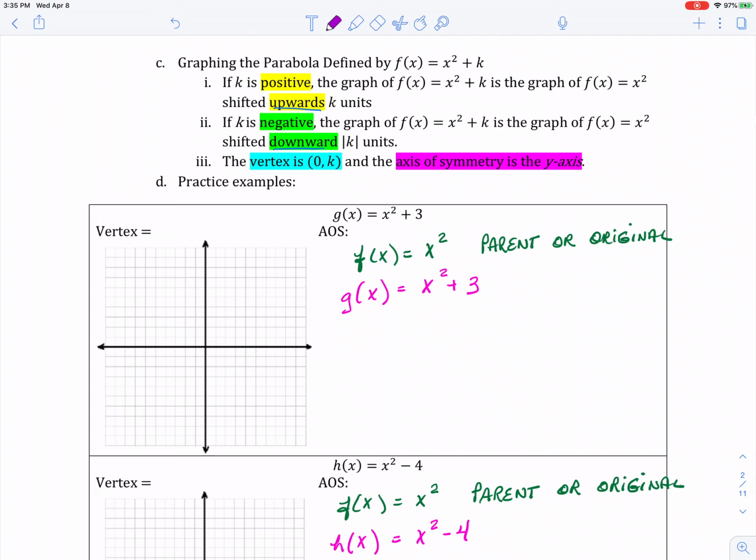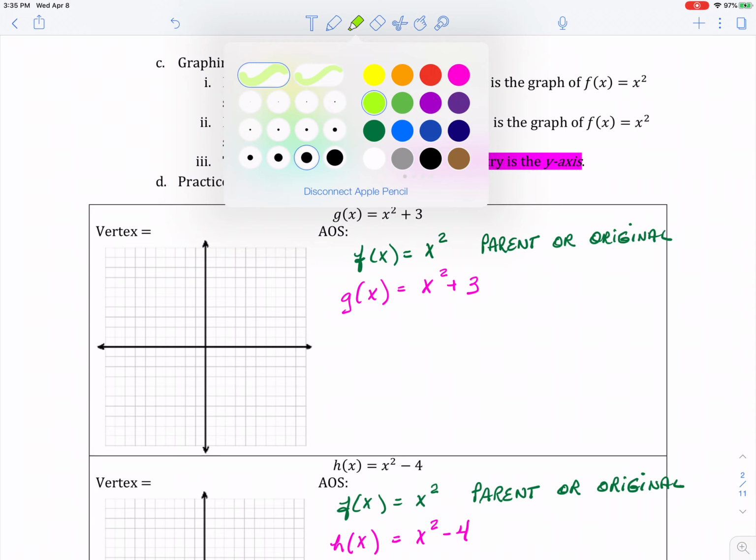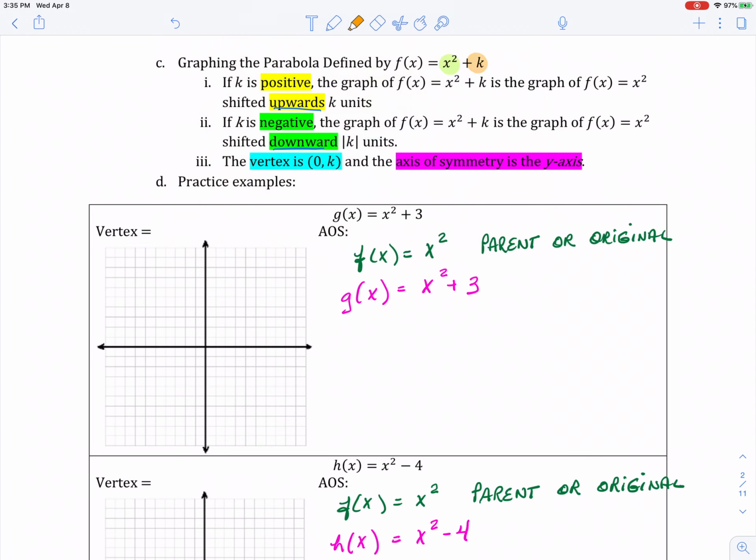So here's kind of a summary here. If you have the basic function x squared, you know it's going to look like a parabola. And then you're going to look out here and see if there is a number out here on the end. If k is positive, the graph shifts upward. If k is negative, the graph is going to shift downward. And the vertex is always at 0, whatever that vertical shift is. And the axis of symmetry is always going to be the y-axis.